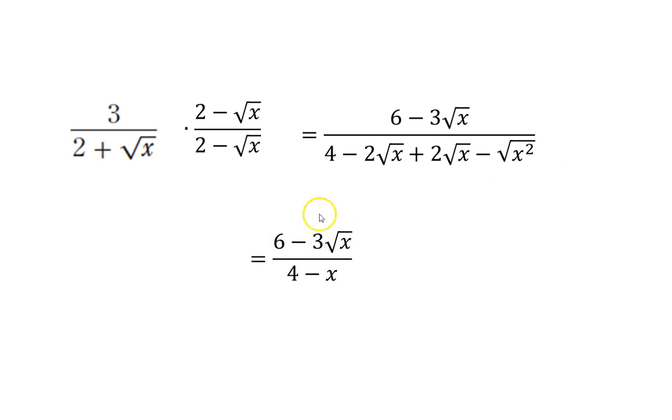So the numerator stays exactly the same. There's nothing we can do there, but the denominator can be simplified, and now the radicals are gone. And we have 4 minus x. And now this is as simplified as we can go. We can't simplify this any further. 2 terms in the numerator, 2 terms in the denominator, no sort of division we can do there. So we are done.